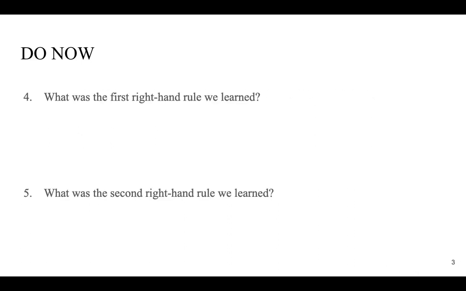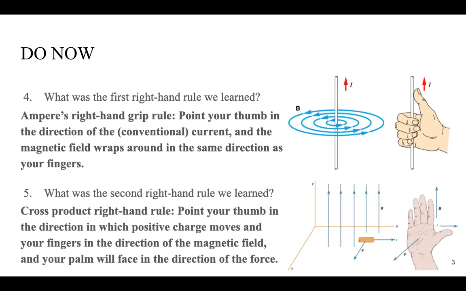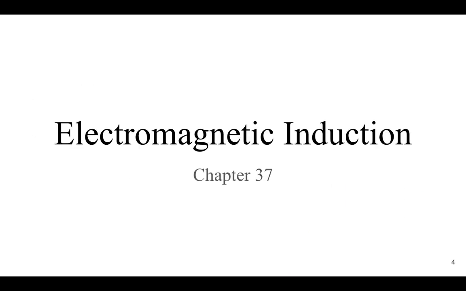So last chapter, what was the first right-hand rule that we learned? It was Ampere's right-hand grip rule. So if you have current flowing in the direction of your thumb, the magnetic field created by that current is going to loop around in the direction that your fingers do on your right hand. And what was the second right-hand rule we learned? This was the cross-product right-hand rule. This has to do with moving charges or currents in a magnetic field and the force that you would get. So now we begin Chapter 37, Electromagnetic Induction.